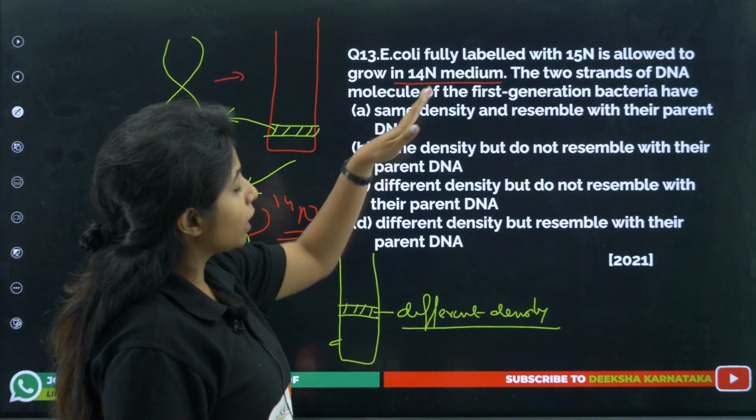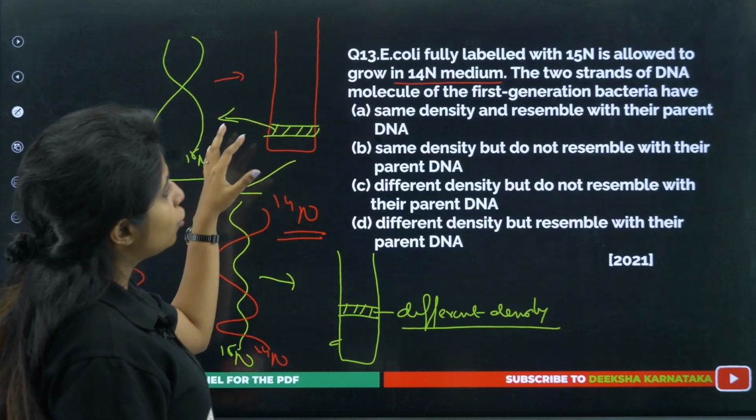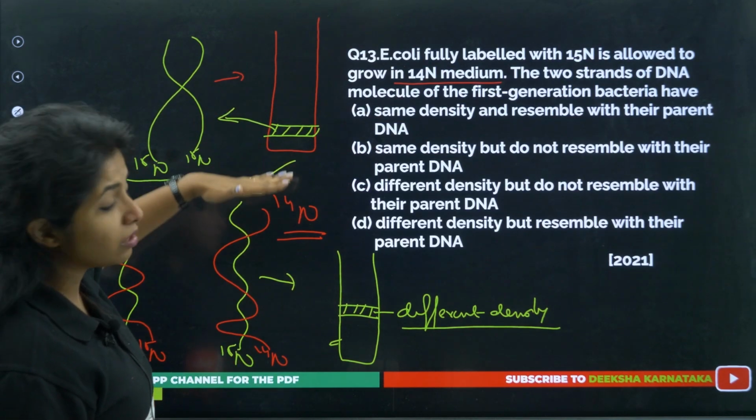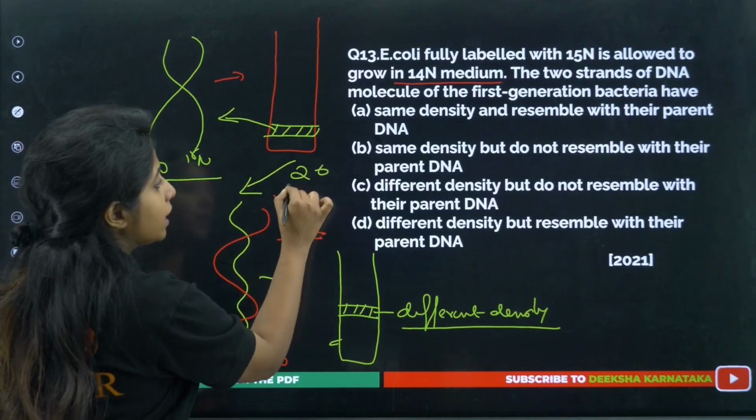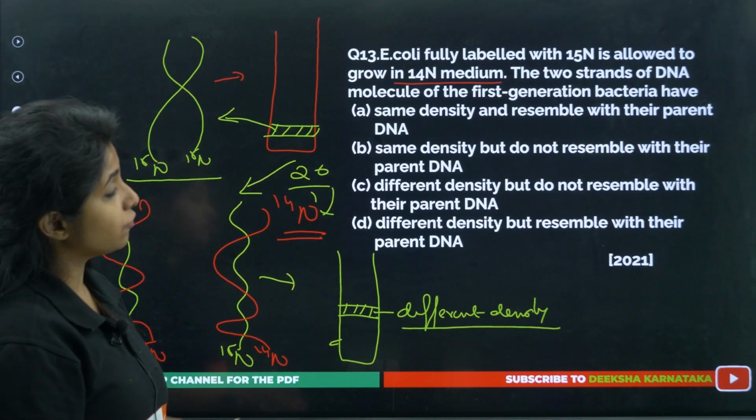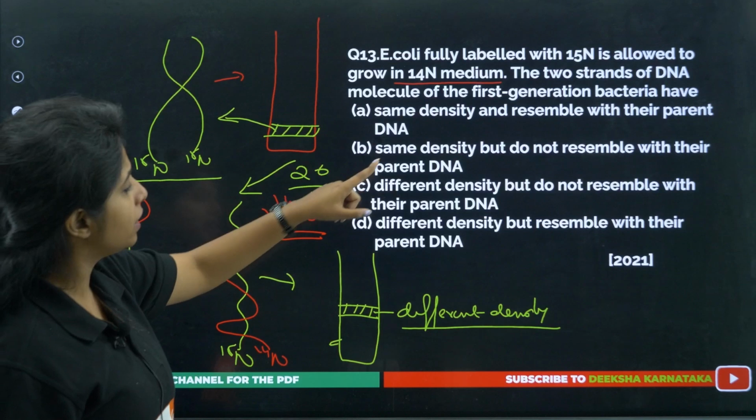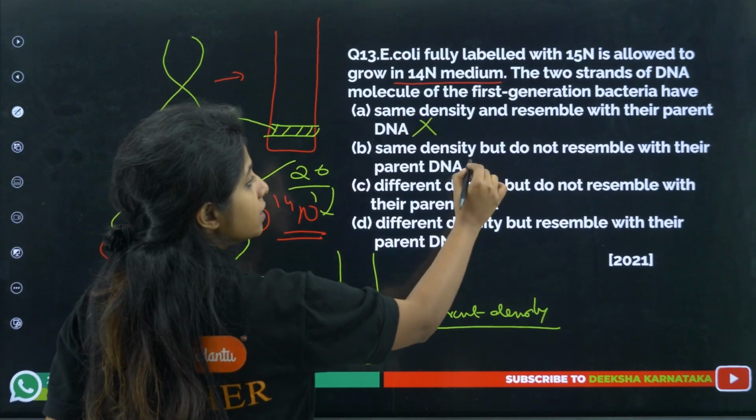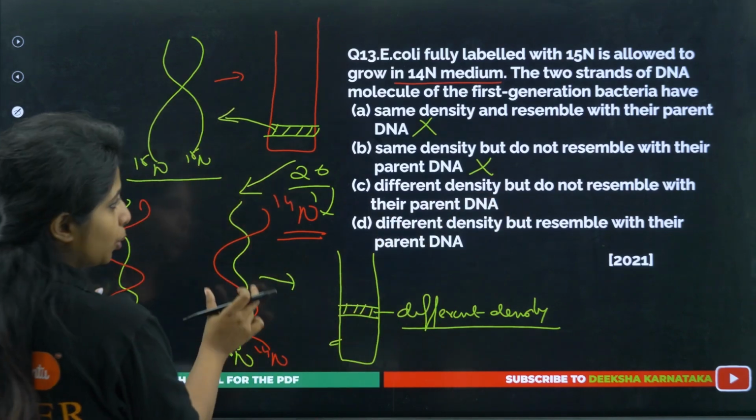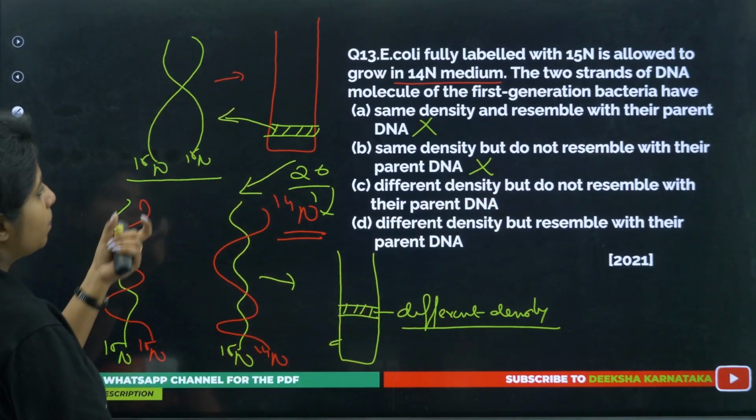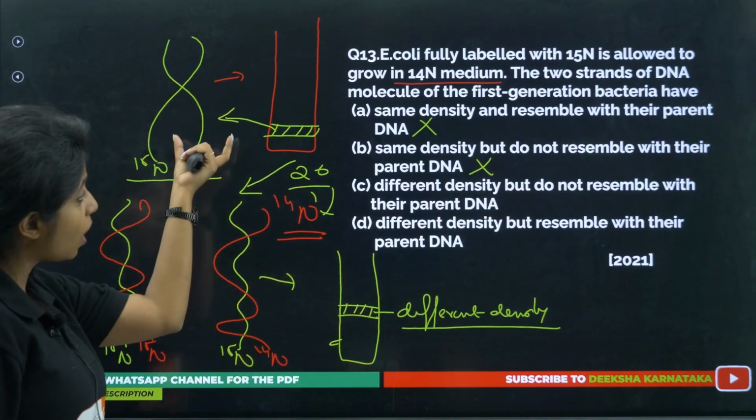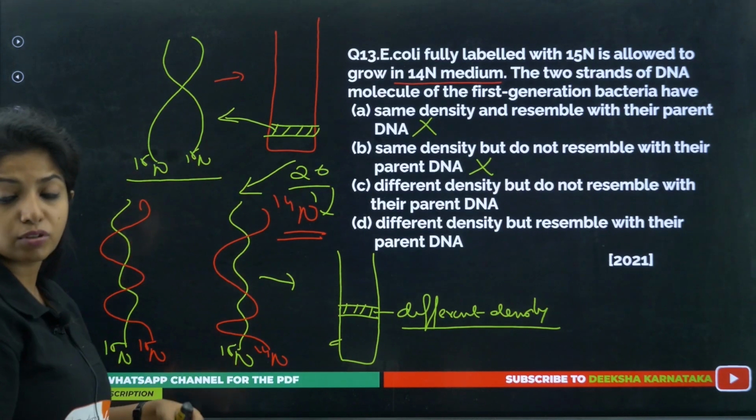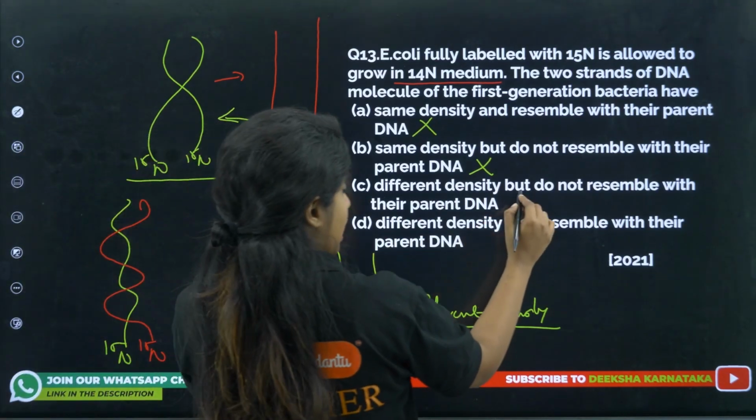So E. coli fully labeled with 15N is allowed to grow in 14N medium. The 2 strands of DNA molecule of the first generation, this is the first generation, after 20 minutes you will get them. Okay, have same density and resemble with the parent DNA. Do they resemble with the parent DNA and do they have the same density, my dear children? No. Same density, again wrong. Different density, okay, agreed. But do not resemble with the parent DNA. Yes, they do not resemble. This is how the parent DNA looked. Now they do not have resemblance. It is semi-conservative. Half of the DNA comes as a new thing, right? So this is exactly correct.